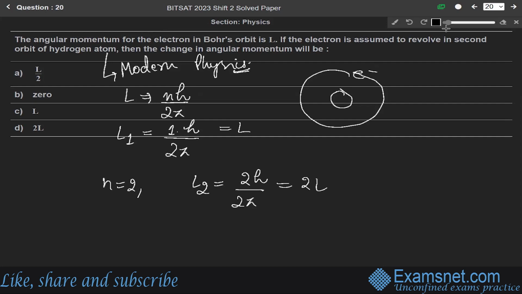So hence the change in the angular momentum, delta L, will be equal to L2 minus L1. So 2L minus L is equal to L only. Okay. So option C is the correct answer.